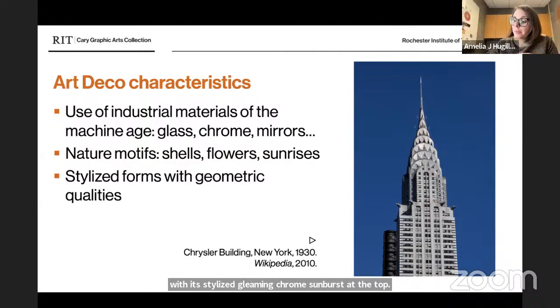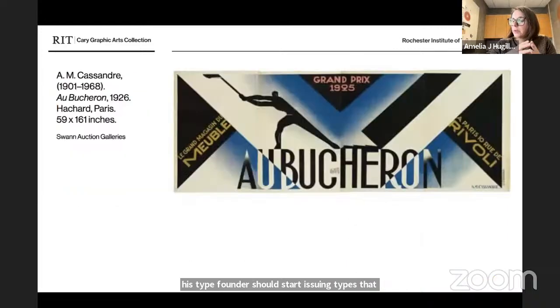But back in France, Charles Peignot was shrewd, and he knew that his type foundry should start issuing types that espouse this new Art Deco aesthetic. So one of the exhibitors at the fair was a poster illustrator whose name was A.M. Cassandre, whose poster for Le Bûcheron Furniture won a prize at the fair. Peignot saw this and commissioned Cassandre to design a metal typeface for Deberny and Peignot. And I'm going to come back to the result of that collaboration, as it ties directly into the Arts et Métiers Graphiques magazine.